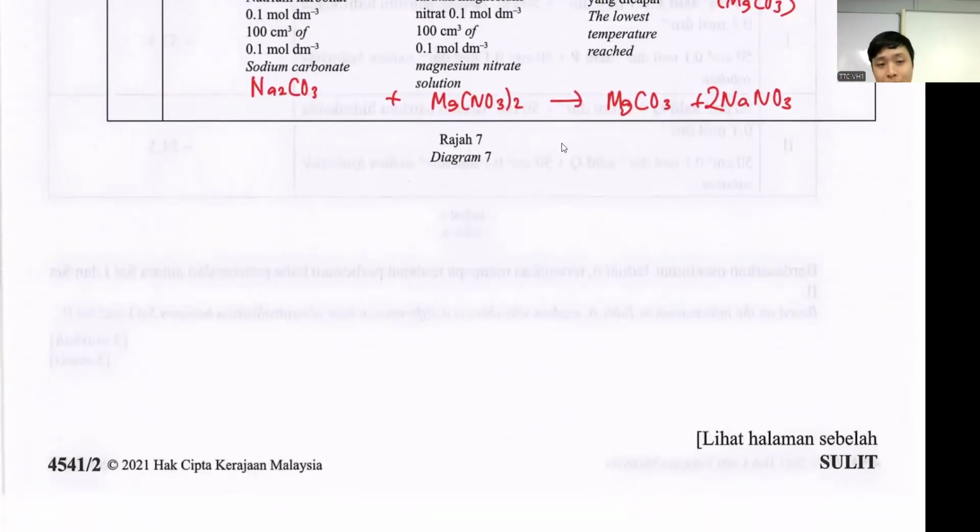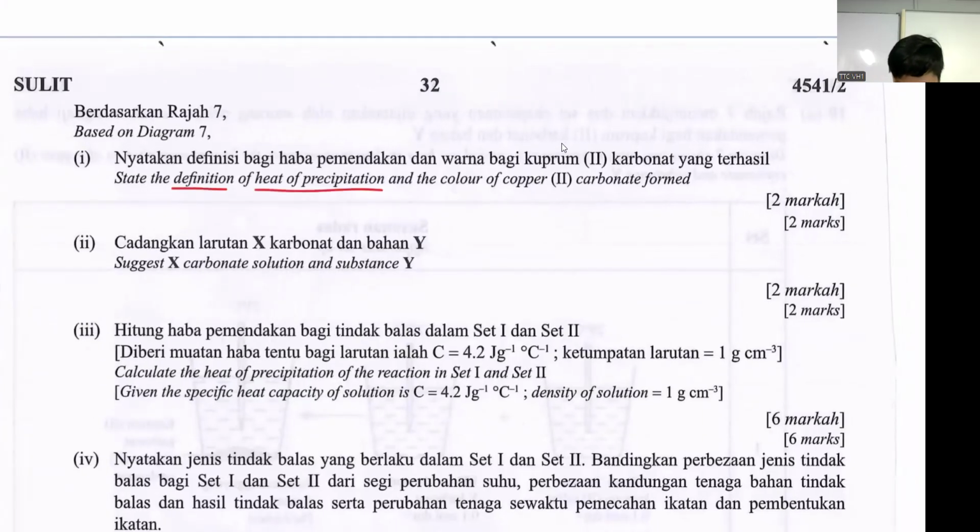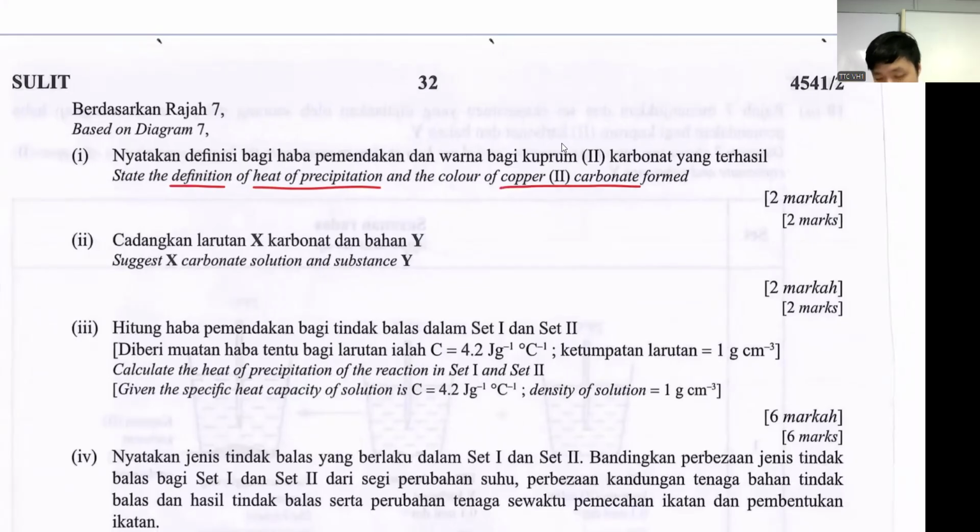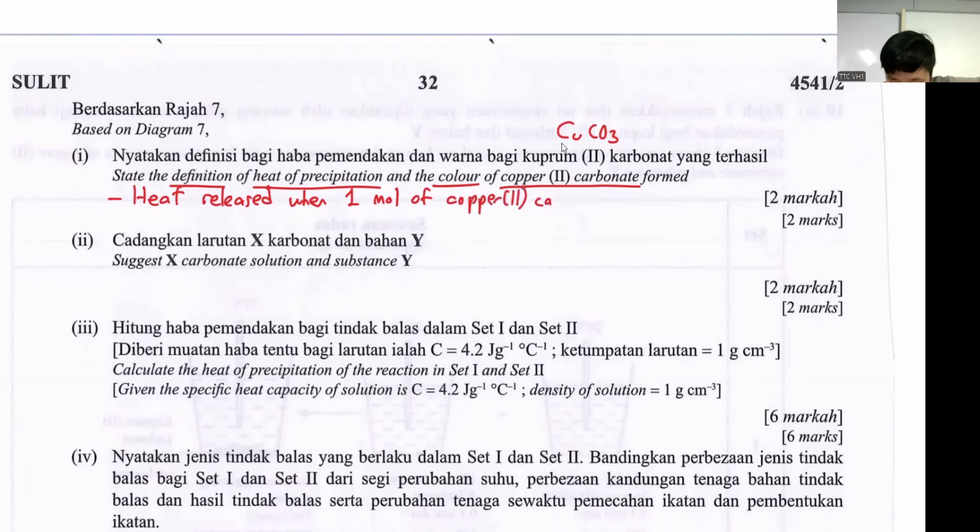So we analyze again. The definition of precipitation, heat of precipitation, and the color of copper 2 carbonate. So we're talking about copper 2 carbonate. They want the meaning and the color for copper 2 carbonate. So I can write: heat released when 1 mole of copper 2 carbonate precipitate is formed from its ions in an aqueous solution.